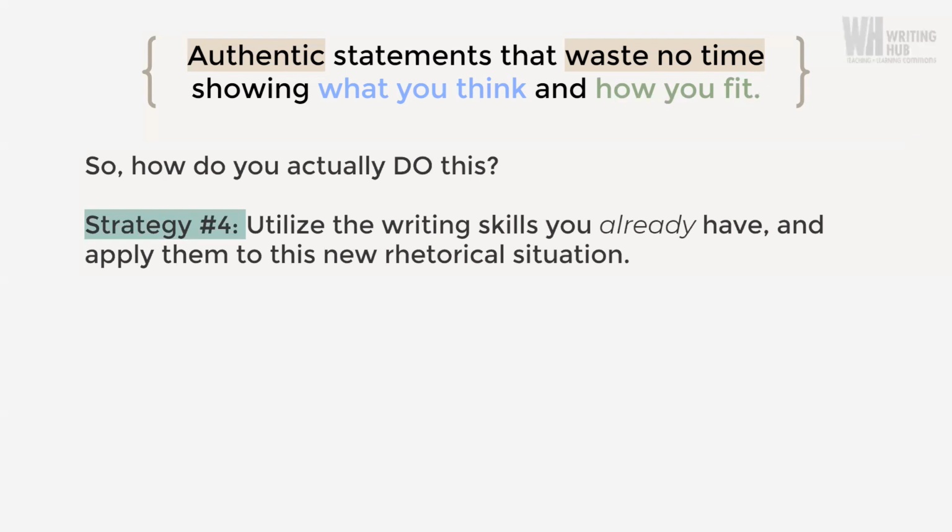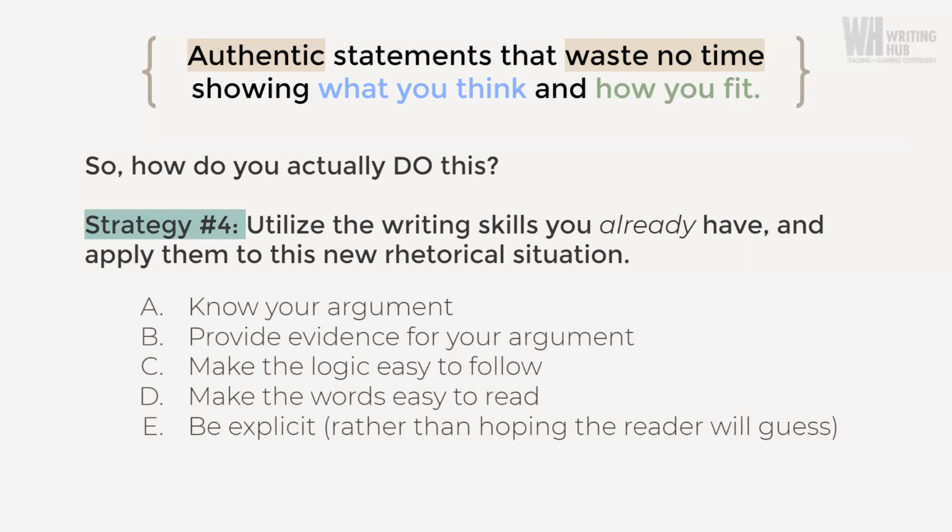So I'm going to overview 5 writing skills that I know you already have, and we're going to talk about how to apply them to this situation. And those are: know your argument, provide evidence for your argument, make the logic of your argument easy to follow, make the words easy to read, and be explicit rather than implicit. You don't want to hope your reader guesses or infers what's important about what you're saying. You just want to say it.